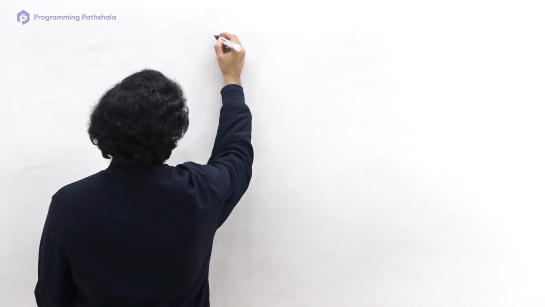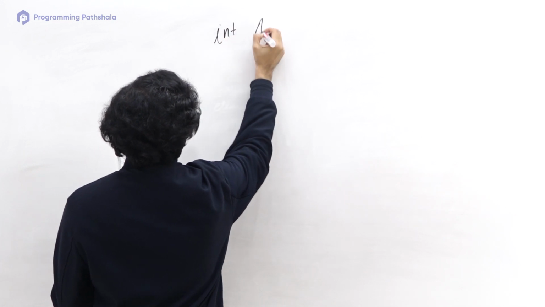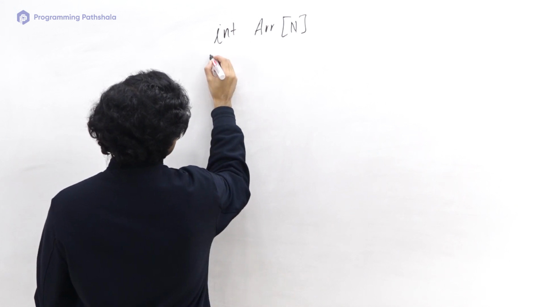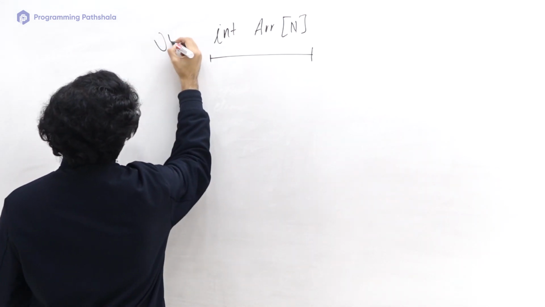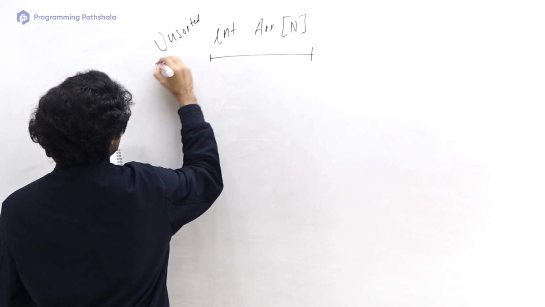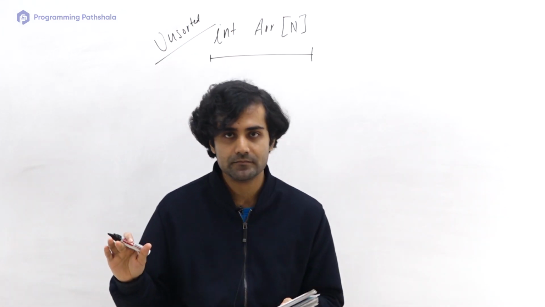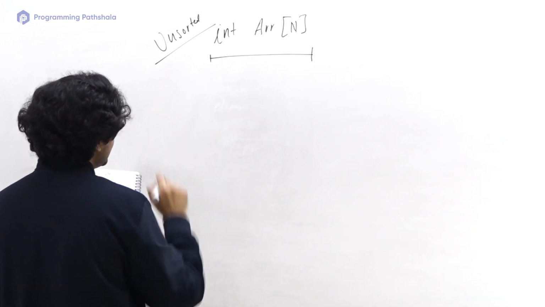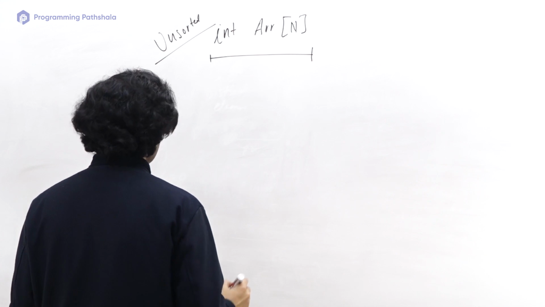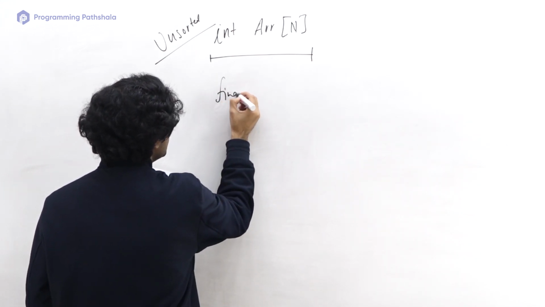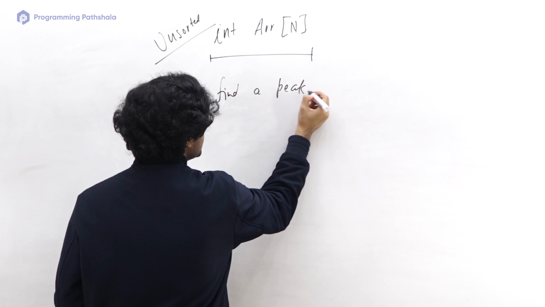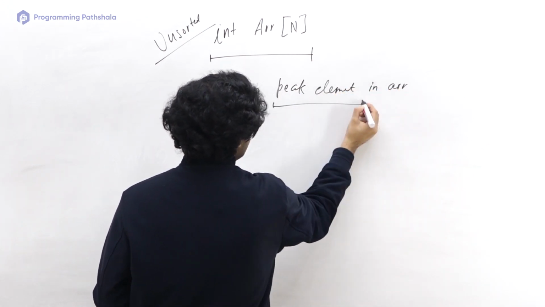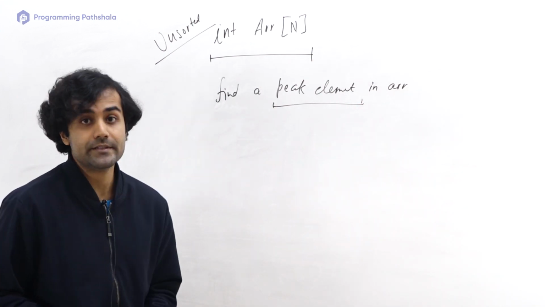So the problem says that you will be given an integer array of size n. Now this integer array of size n can be unsorted. By unsorted, I mean it can be any random array. Okay, cool. So now that we know this is the kind of input that we have, what we have to do is find a peak element in the array. Just get me a peak element in this array.